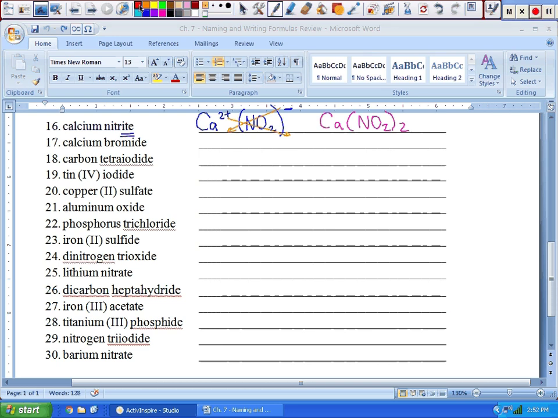Next, calcium bromide. Again, the exact same thing. Write down the element with its charge. What group is calcium in? 2, so it's a 2+. Now, this is bromide.